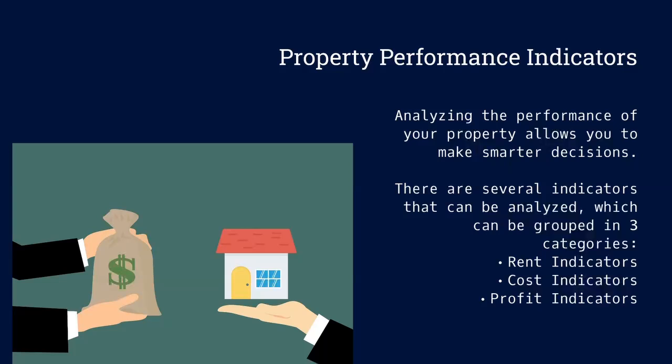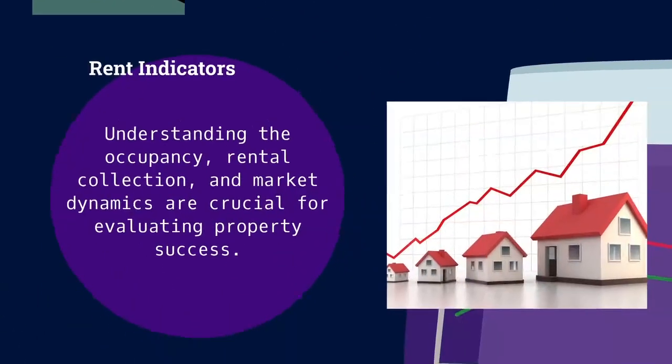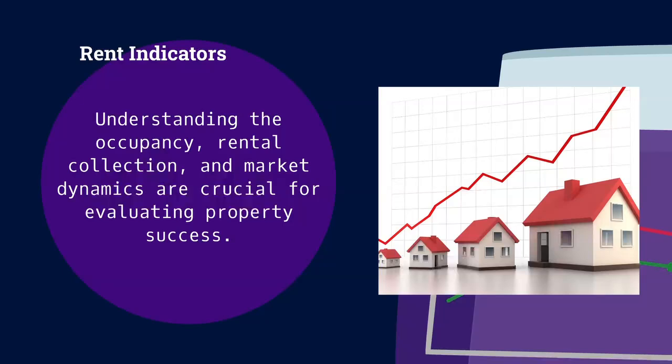So there are several indicators that can be analyzed, which can be grouped in three categories: rent indicators, cost indicators, and profit indicators. So let's dive into these three categories. First, we're going to talk about rent indicators. Understanding occupancy, rental collection, and market dynamics are crucial for evaluating property success.